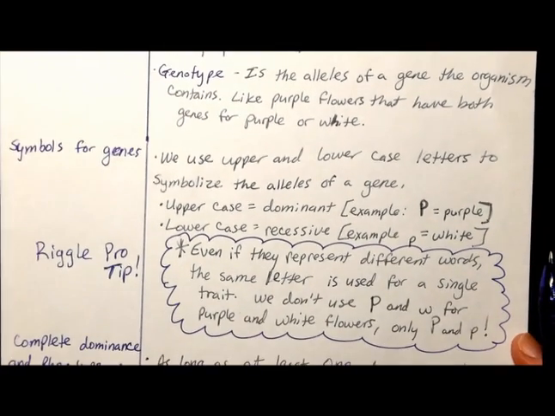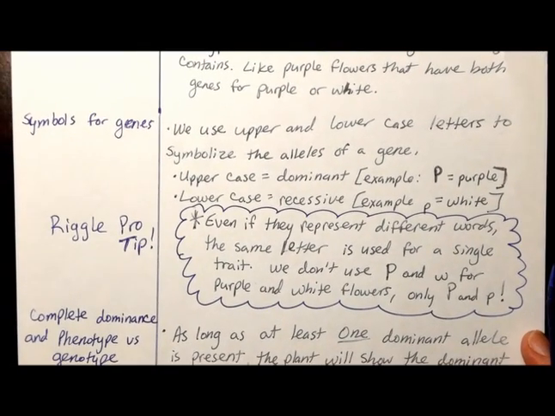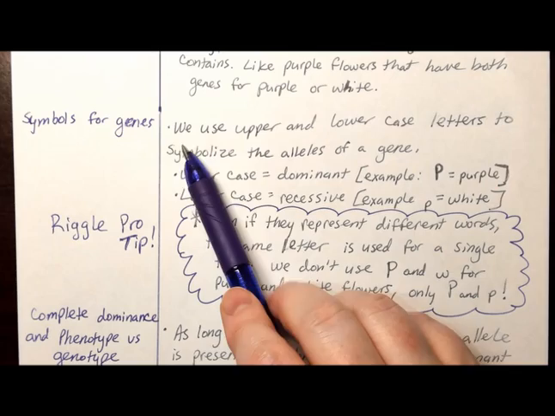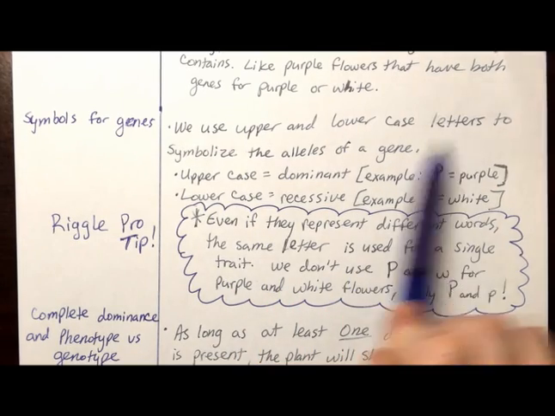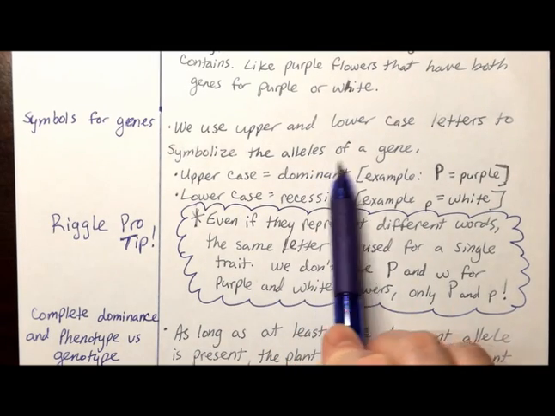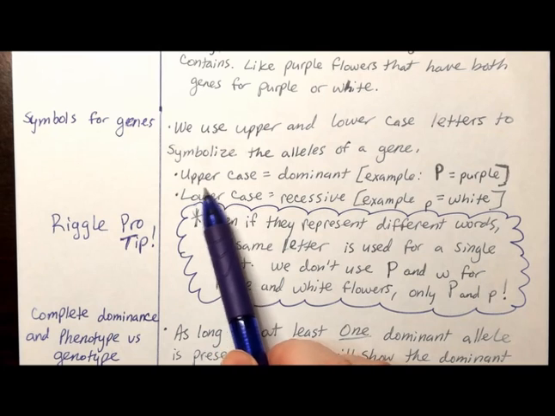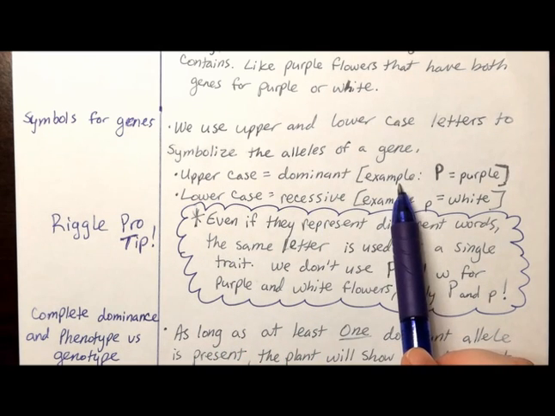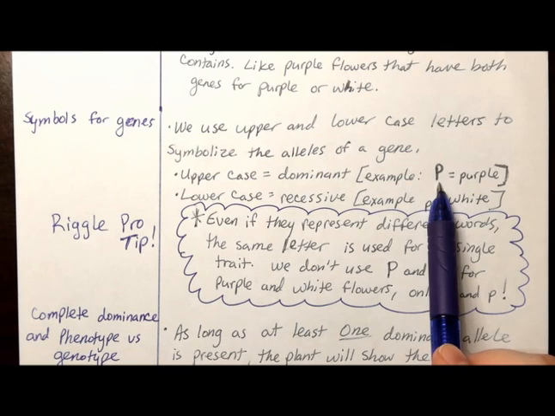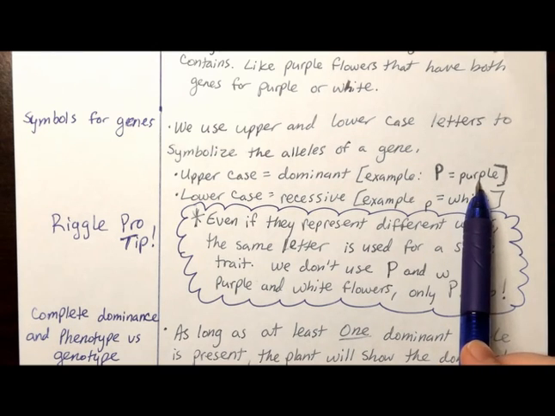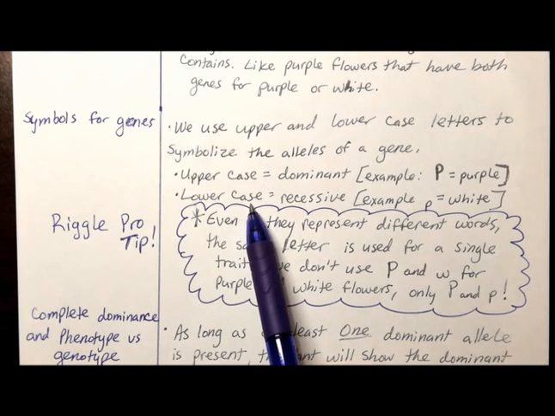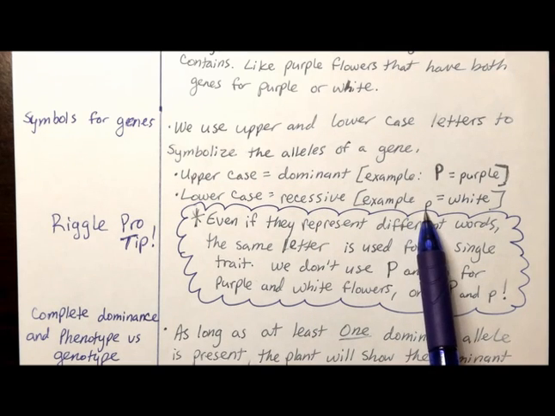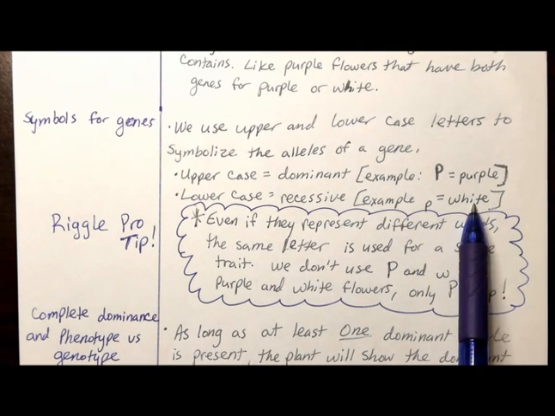So how do we represent genes when we're talking about them for scientific purposes? We can use upper and lowercase letters to symbolize the alleles of a gene. We use an uppercase letter to represent the dominant. So for example, we might use a capital P to represent purple flowers. And then we use a lowercase letter to represent the recessive gene. So we might use a lowercase p to represent white.